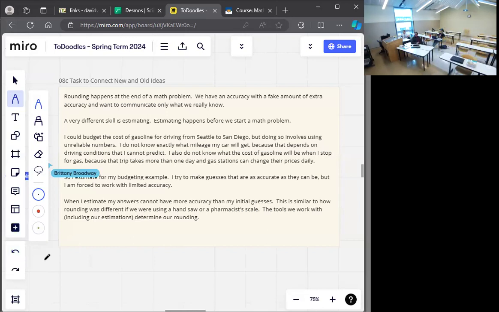And that's another thing that's like rounding. Don't use the words rounding and estimating interchangeably, because they're different. Estimating you do before you start the problem. Rounding you usually do at the end of the problem.